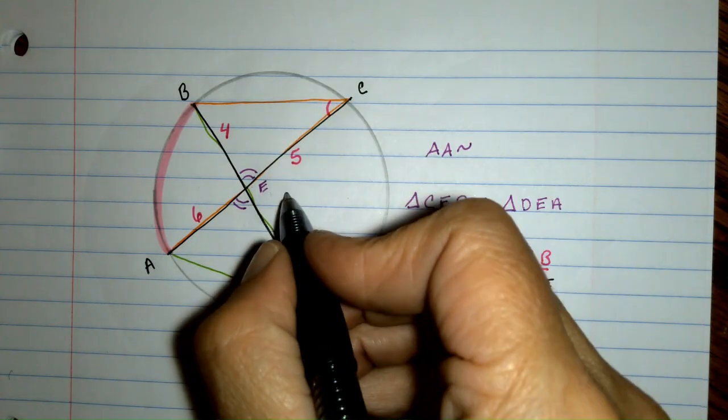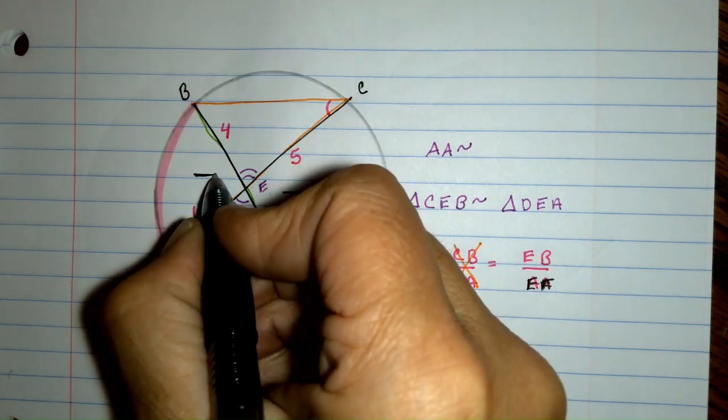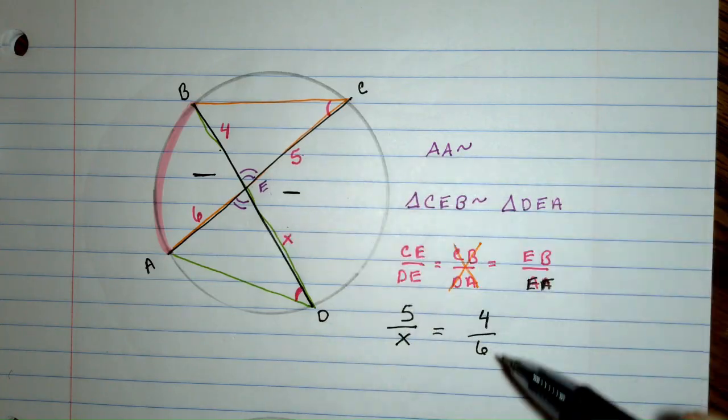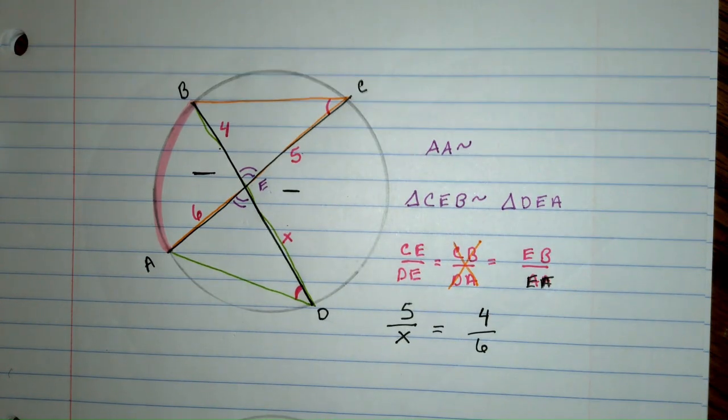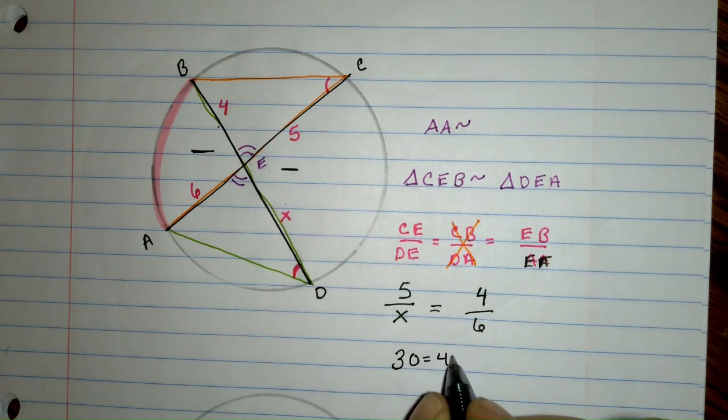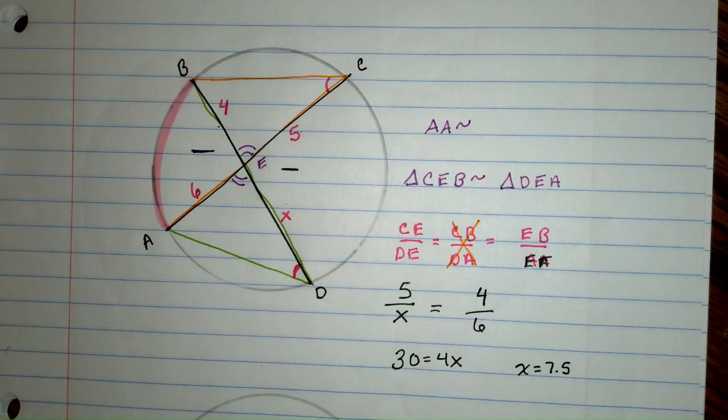So we can see right here the proportions popping out. 4 is to 6 as 5 is to X. That's what we have here. Now we cross product, so we get 30 equals 4X, and then we can solve and find out that X equals 7.5. So using the inscribed angles allowed us to create triangles and allowed us to actually see proportions.